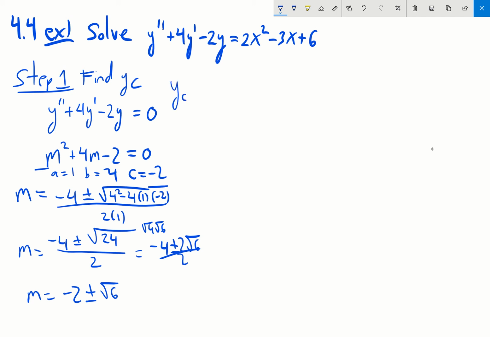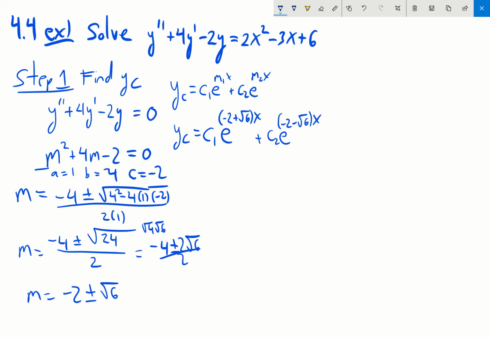We recall that that means, in this case, that the complementary solution will be of the form c1 e to the m1x plus c2 e to the m2x. So we have y sub c equals c1 e raised to the negative 2 plus the square root of 6 times x, plus c2 e raised to the negative 2 minus the square root of 6 times x. So this is our complementary solution. The next thing we want to do is find y sub p.